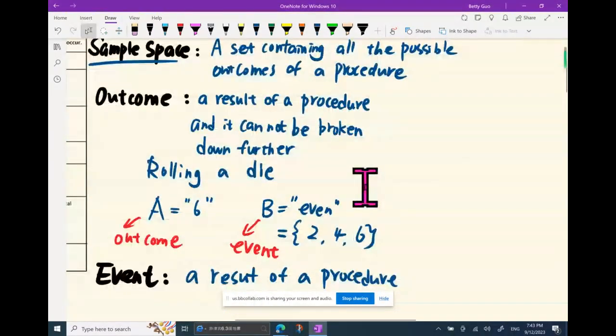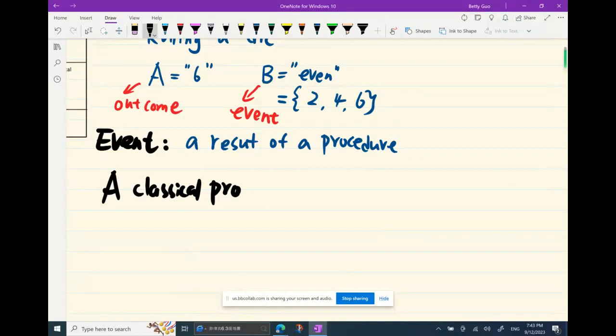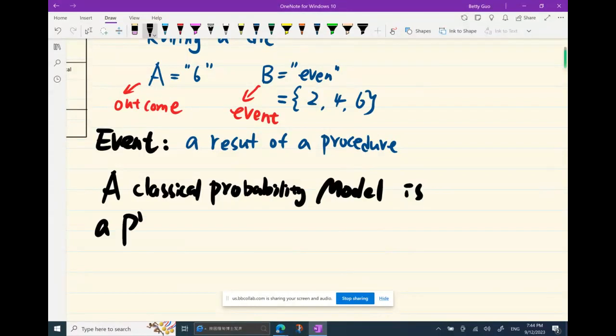With those basic concepts covered, now we can talk about what is a classical probability model. A classical probability model is a procedure that satisfies the following two conditions.